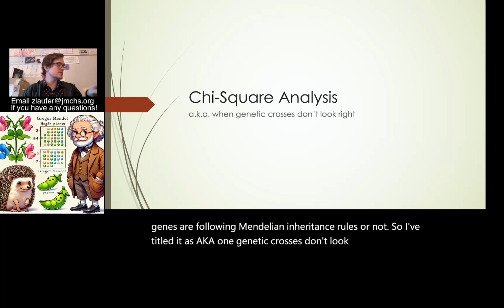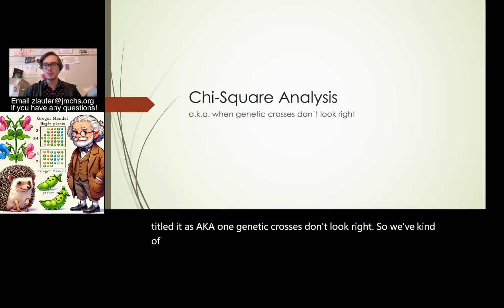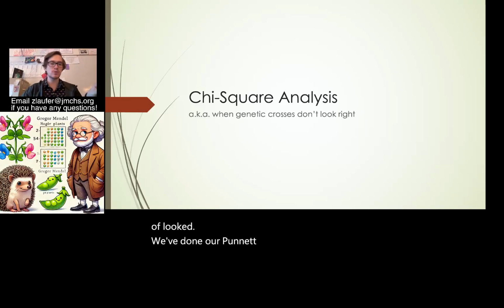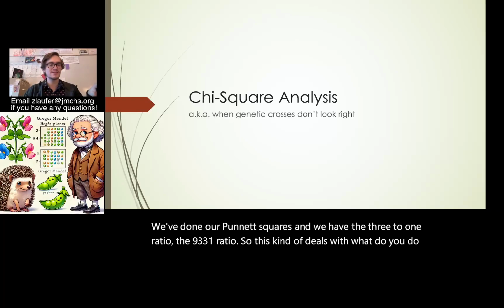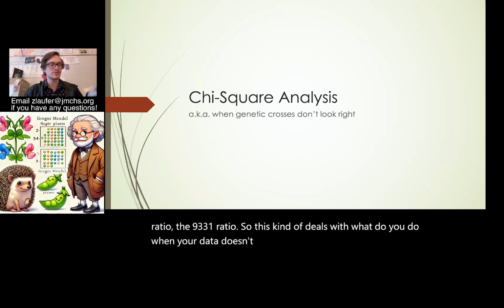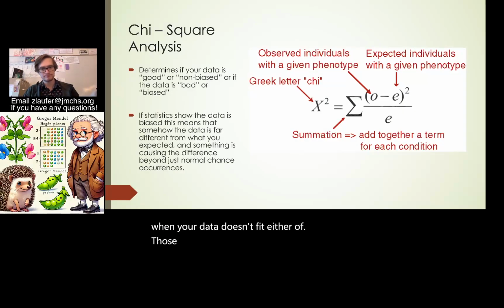So we've done our Punnett squares and we have like the 3-to-1 ratio, the 9-3-3-1 ratio. So this kind of deals with what do you do when your data doesn't fit either of those ratios.